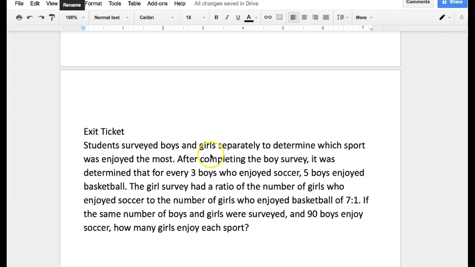Students surveyed boys and girls separately to determine which sport was enjoyed the most. After completing the boys' survey, it was determined that for every 3 boys who enjoyed soccer, 5 boys enjoyed basketball. The girls' survey had a ratio of the number of girls who enjoyed soccer to the number of girls who enjoyed basketball of 7 to 1. If the same number of boys and girls were surveyed, and 90 boys enjoyed soccer, how many girls enjoyed each sport? Okay, figure out your answer, and this is the end of this lesson.